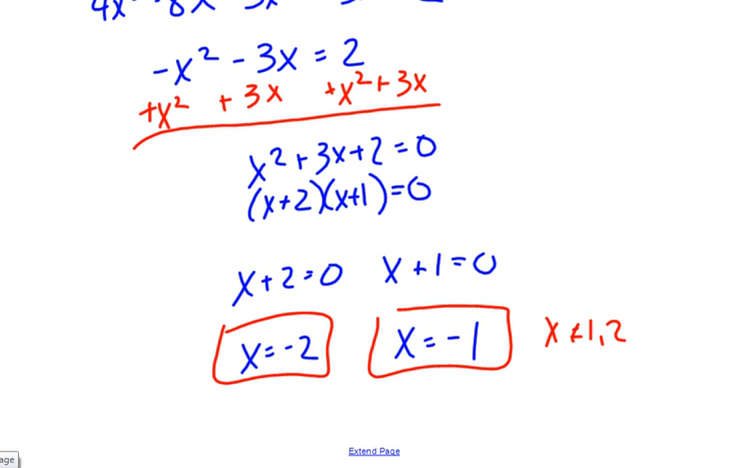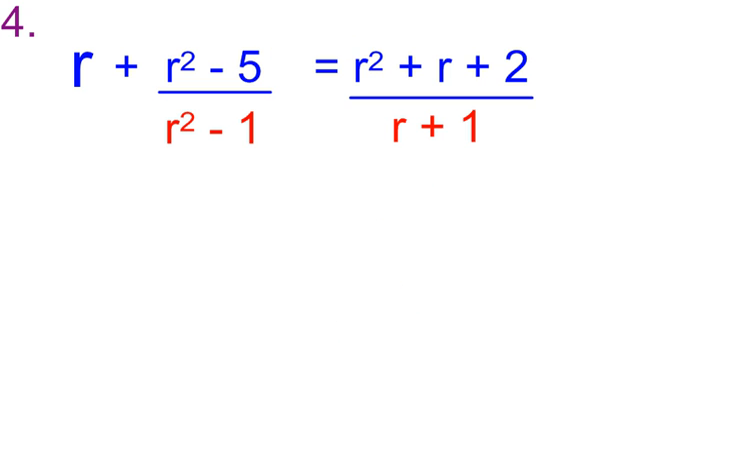Let's do number 4 together actually. Number 4 looks a little confusing because I don't have a denominator here, so I'm going to go ahead and put that over 1. And then here I'm going to factor my difference of two squares. There we go. So hopefully you see that your common denominator would be r plus 1, r minus 1. So that's what I'm multiplying by.